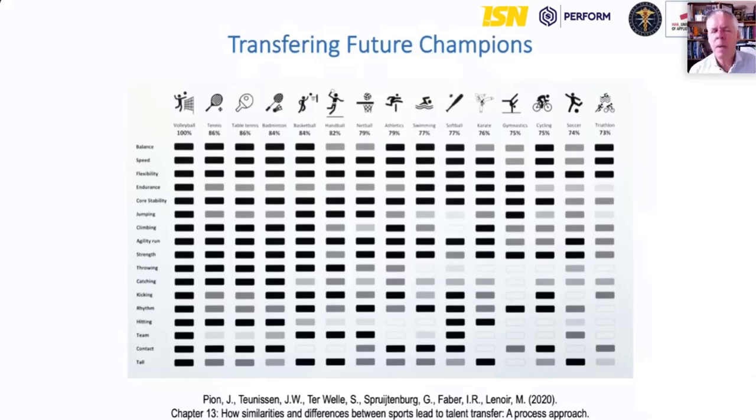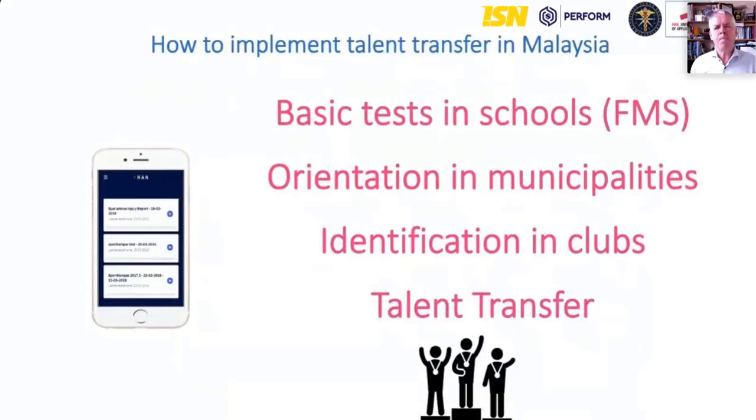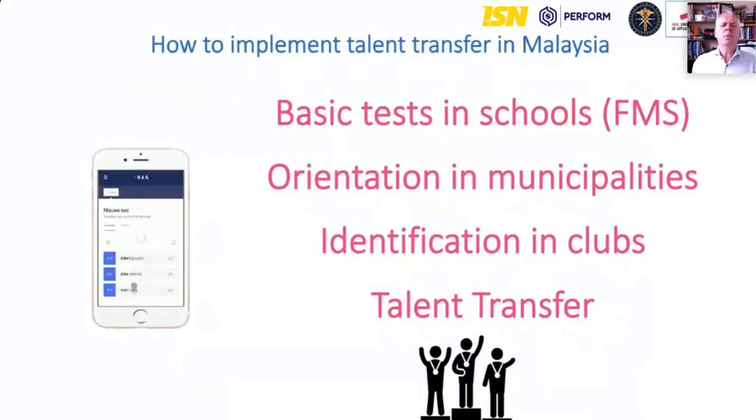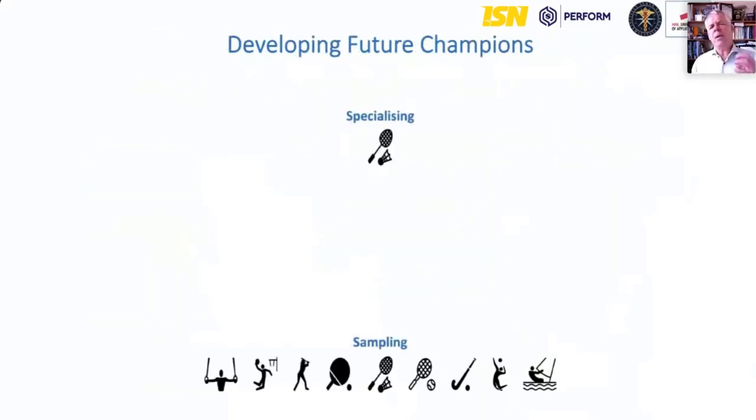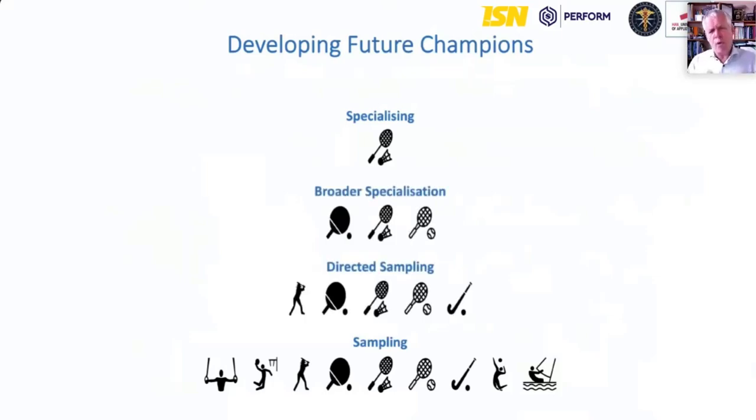Now, the system that you see here is a matrix where we build it for volleyball. Everything was perfect. And then you see where you can find exercises for balance or speed or whatever, in which sports you can try to transfer those capacities. So for Malaysia, again, it's important to implement the talent transfer in the system as a part of the development of the athletes. So instead of thinking in terms of sampling sports in the schools and specializing in the clubs, there are some ways in between where you can have a broader specialization and a directed sampling.